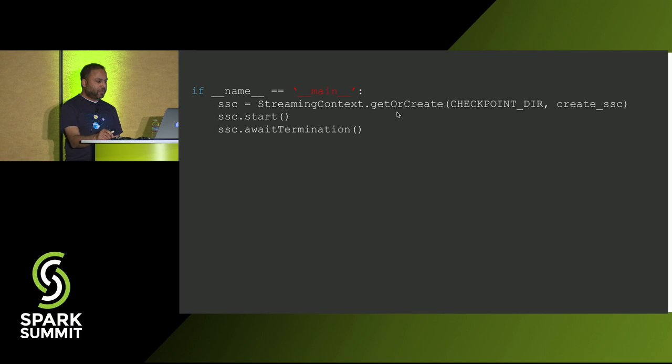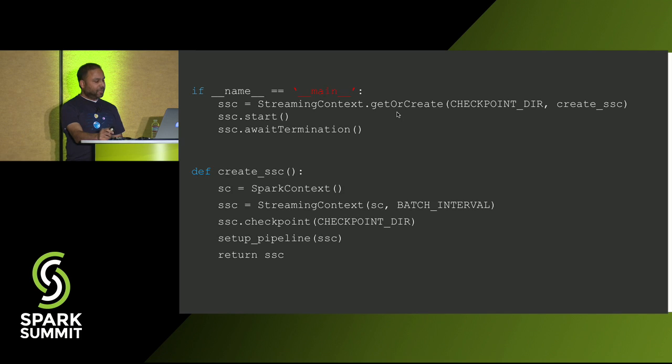And in terms of code, it will look something like this. So you have a main program. You have the getOrCreate, which is the API where the forking happens. So you can provide a checkpoint directory where it can look, and if there is recoverable state, it's going to get it back. But if it isn't the case, then it expects a custom function from you, in this case createSSC, which would look something like this, where you set up a whole new pipeline. So you're setting the checkpoint, and then you're setting up your pipeline, and then returning your streaming context so that the pipeline can actually be launched.